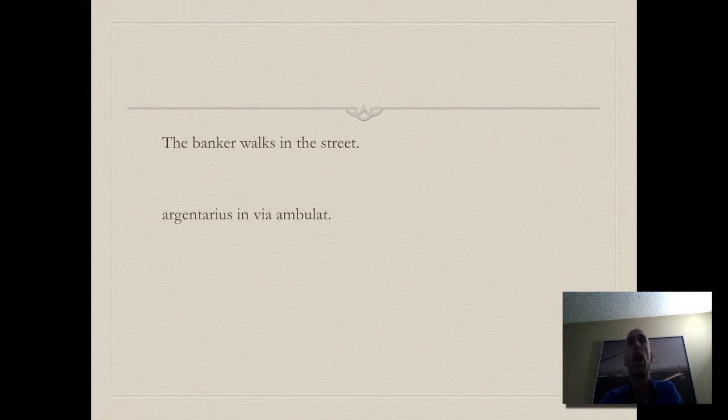Argentarius in via ambulat. Now, this one looks familiar. Argentarius in via ambulat, the banker walks in the street. We already know that. You guys can easily do that. But that's the third person singular, ambulat.